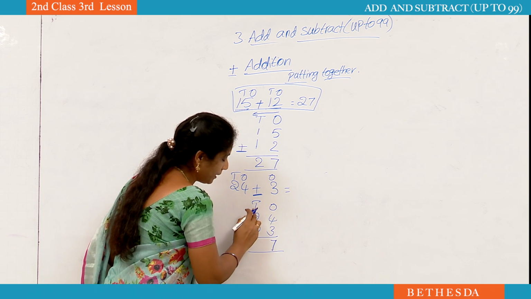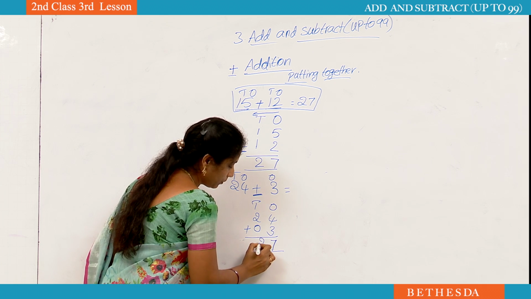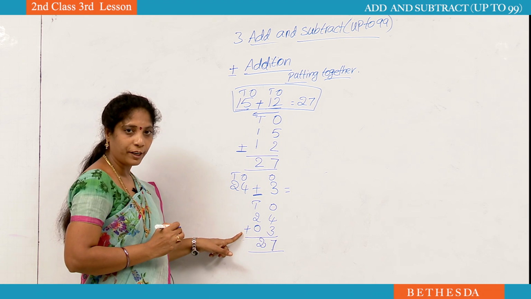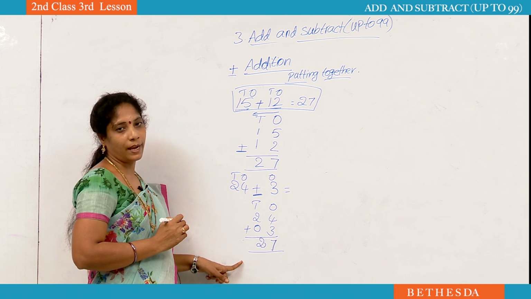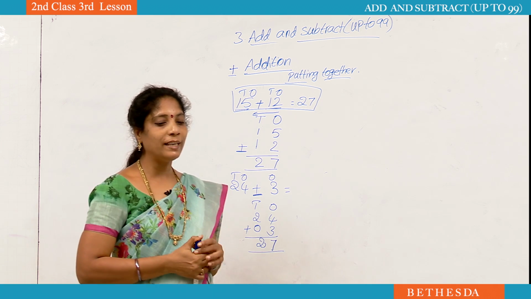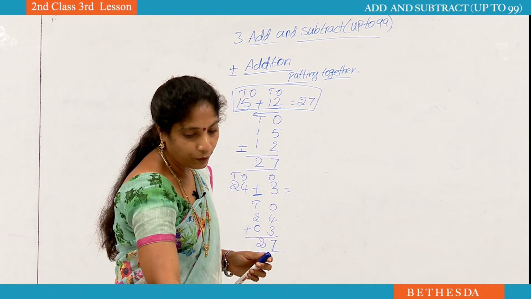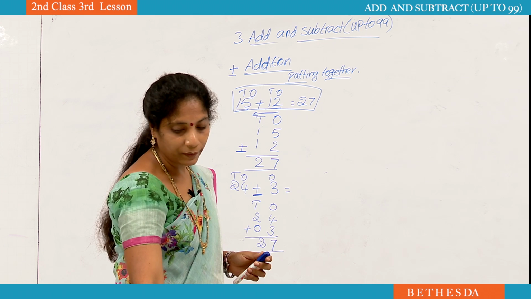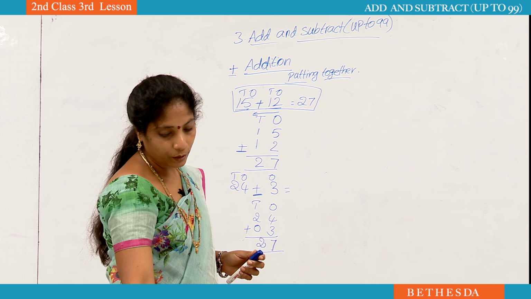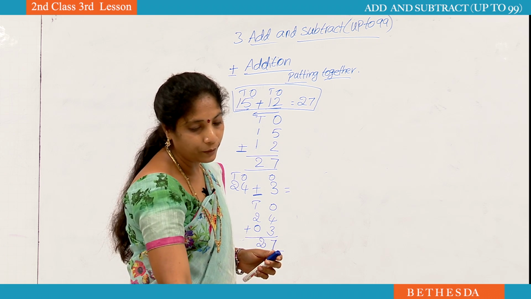Now go to tens place. 2 plus 0, 2. Why? Because we learned the property already: if you add 0 to any number, we will get the same number. Now the answer is 27. If you learn these additions, you can do 3.2 activity and 3A companion. 3A companion also you can do.